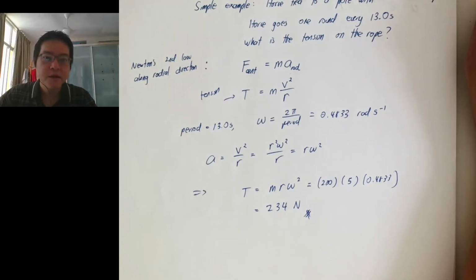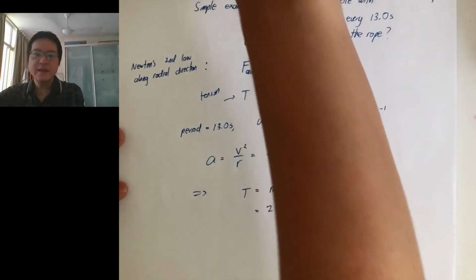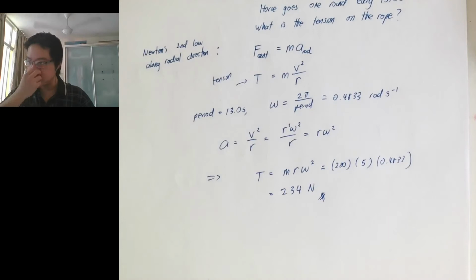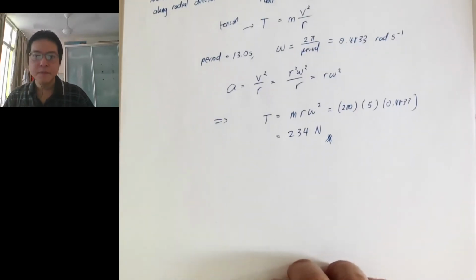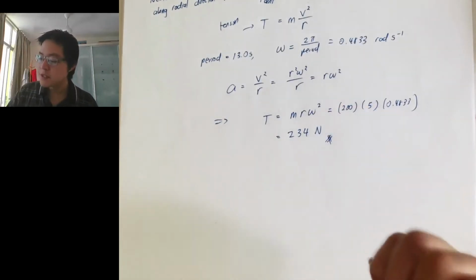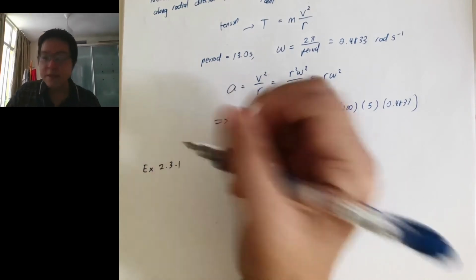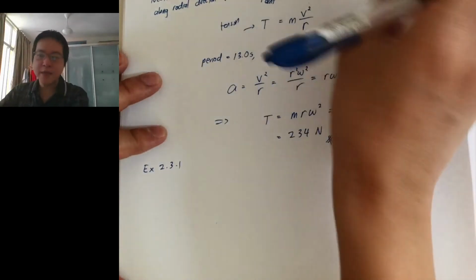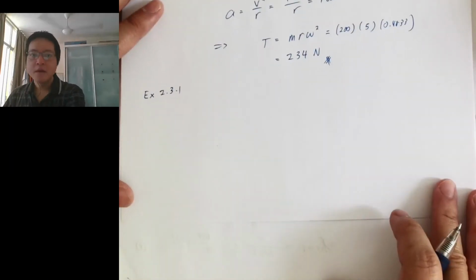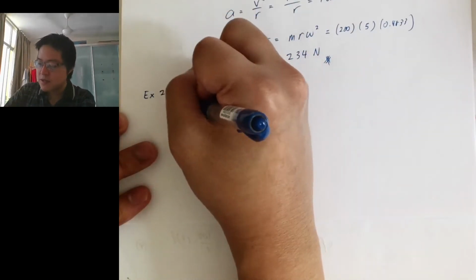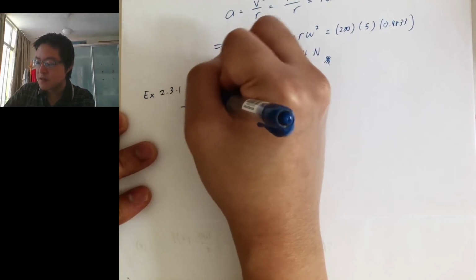Good. Okay. So let's go to the example in the lecture notes, which is example 2.3.1. This is the pendulum that is hanging from the ceiling. Let me just quickly draw this here. No need to flip to the PDF.